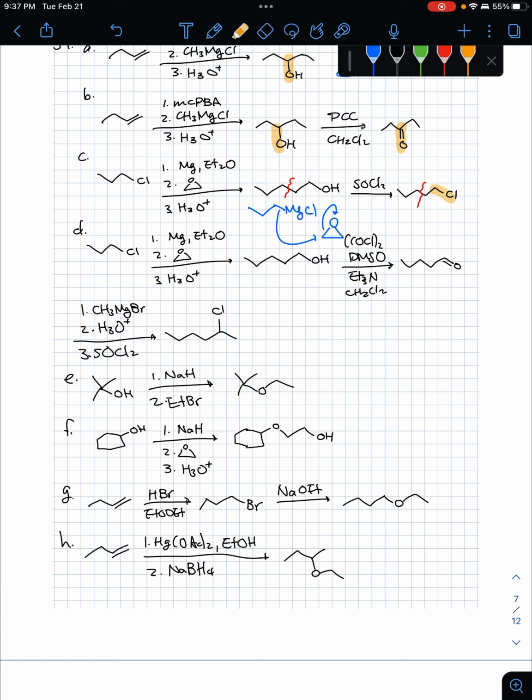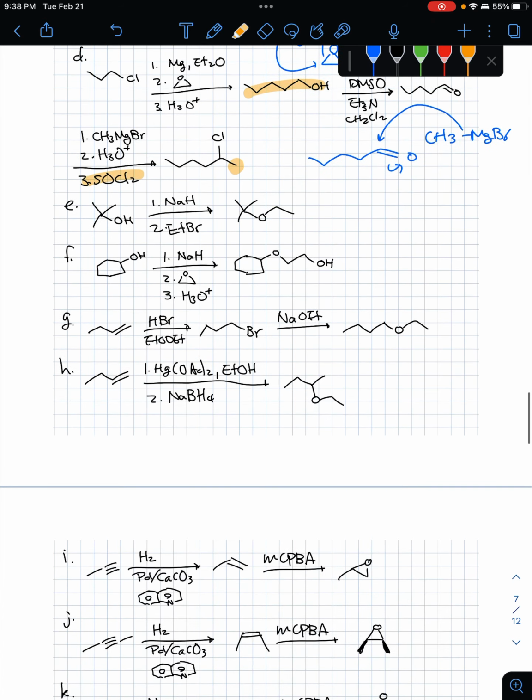So what I did is I went to the same alcohol as before, but then I oxidized it. If I oxidize that to the aldehyde, I can add the methyl Grignard. So the idea here, of course, is this type of reaction. That'll give us an alkoxide, and after acid workup that'll give us a secondary alcohol, which can be replaced by chloride using the thionyl chloride reaction here. So that's what I did there.